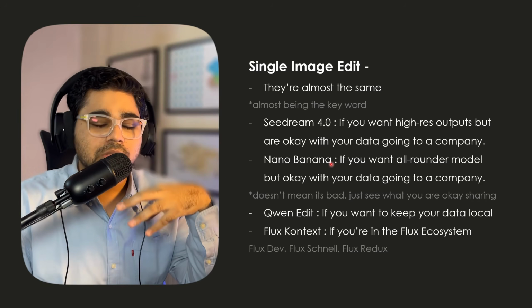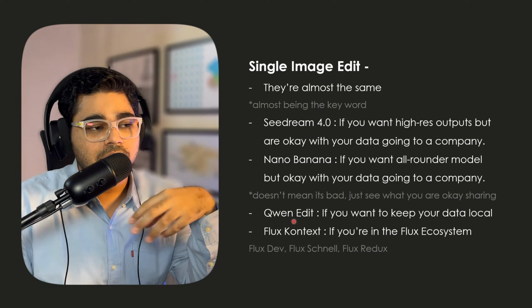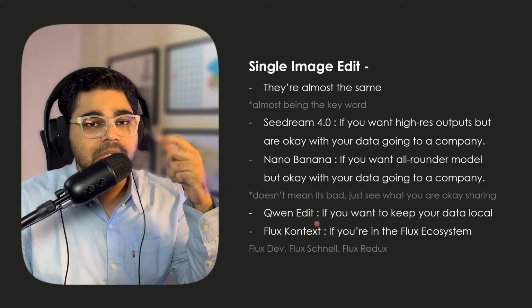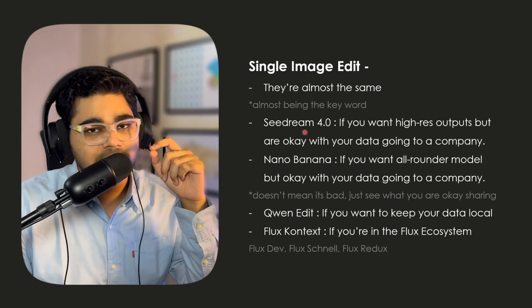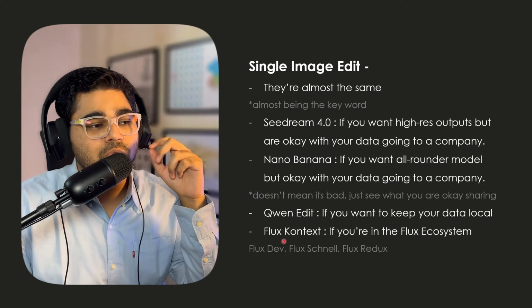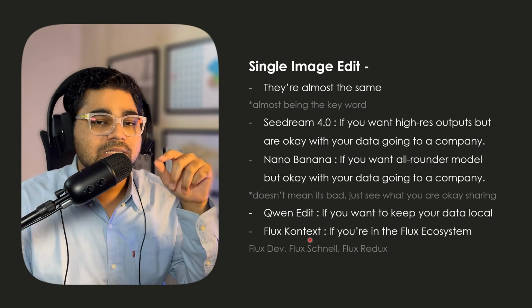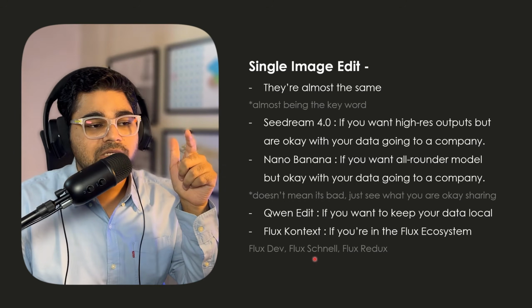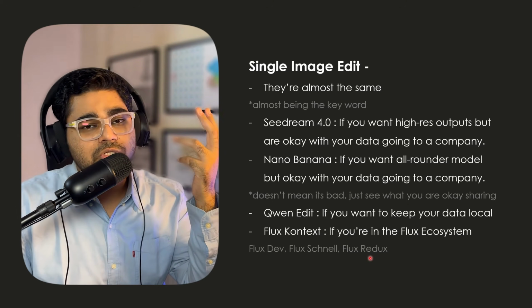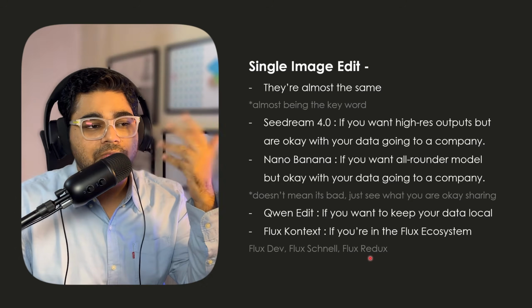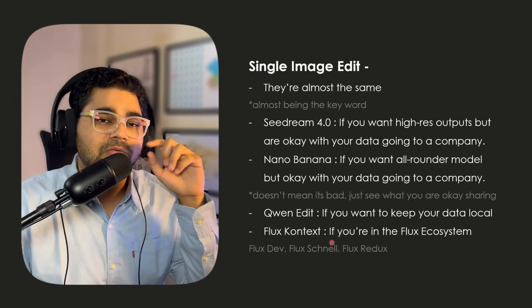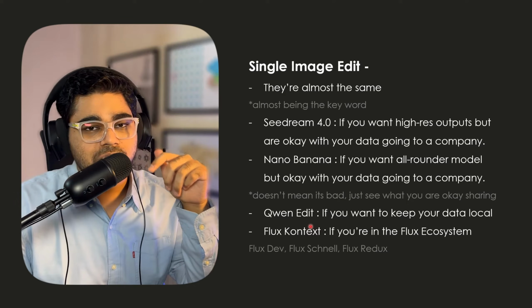If you want to use totally local in-house solution, go with QwenImageEdit, and trust me, you will see in the later examples, it does compete with Nano and Seedream as well. And the only reason to use FluxKontext right now is if you're tied into Flux ecosystem where you're using FluxDev, FluxSnell, FluxRedux, because you don't want to download the text encoder or VAE again. That's the only time I would really recommend FluxKontext. If you want to do things locally, go with QwenImageEdit right now.